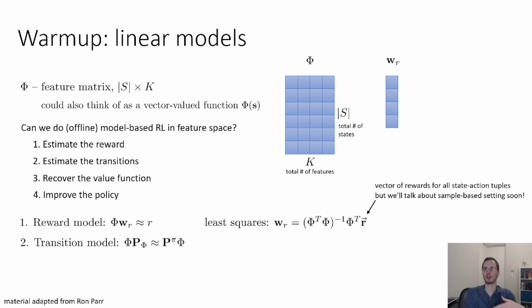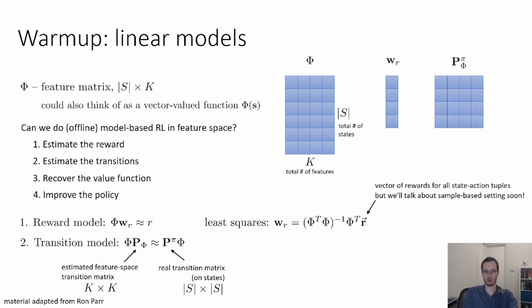The transition model: we want phi times some transition matrix P phi to be close to the effect that we get from applying P pi to phi. Right? So P pi is the true transition matrix obtained by composing the dynamics and the policy. So this is a transition model for a fixed policy, and P phi is the thing with which you want to approximate it. P pi is the real transition matrix on states, so it's S by S. This is basically the Markov chain on states induced by a given policy pi. And P phi is an estimated feature space transition matrix, which is k by k.